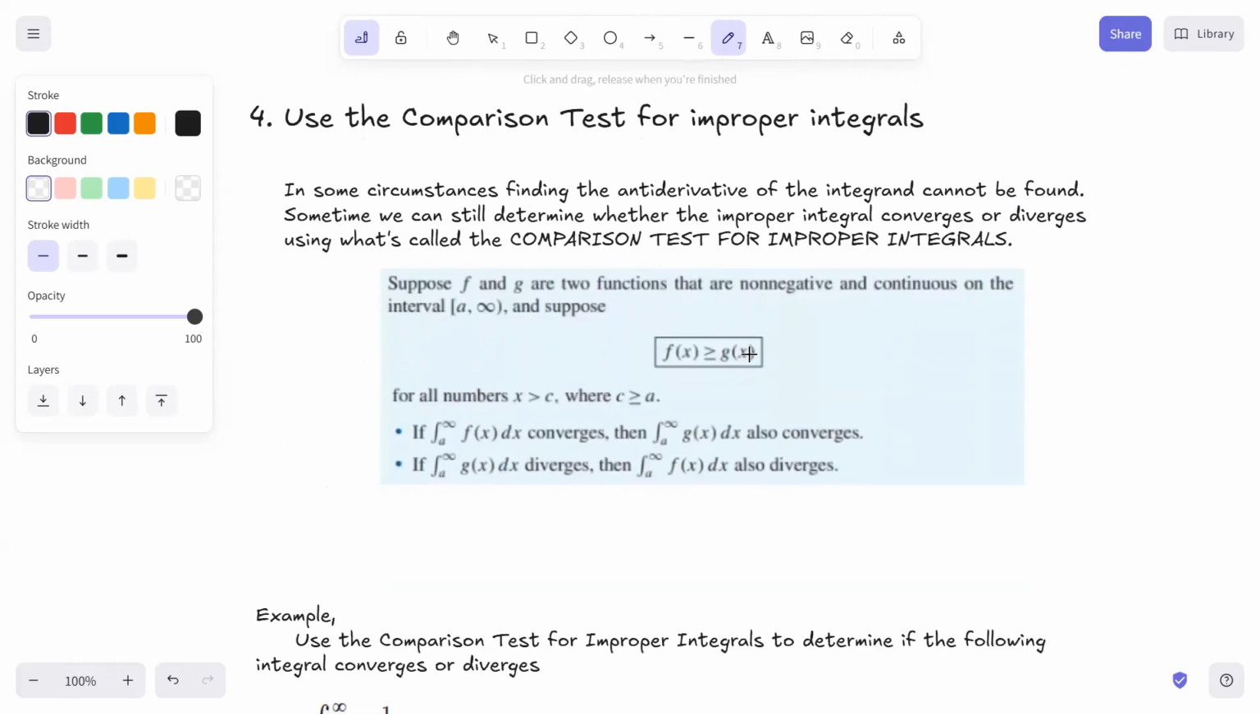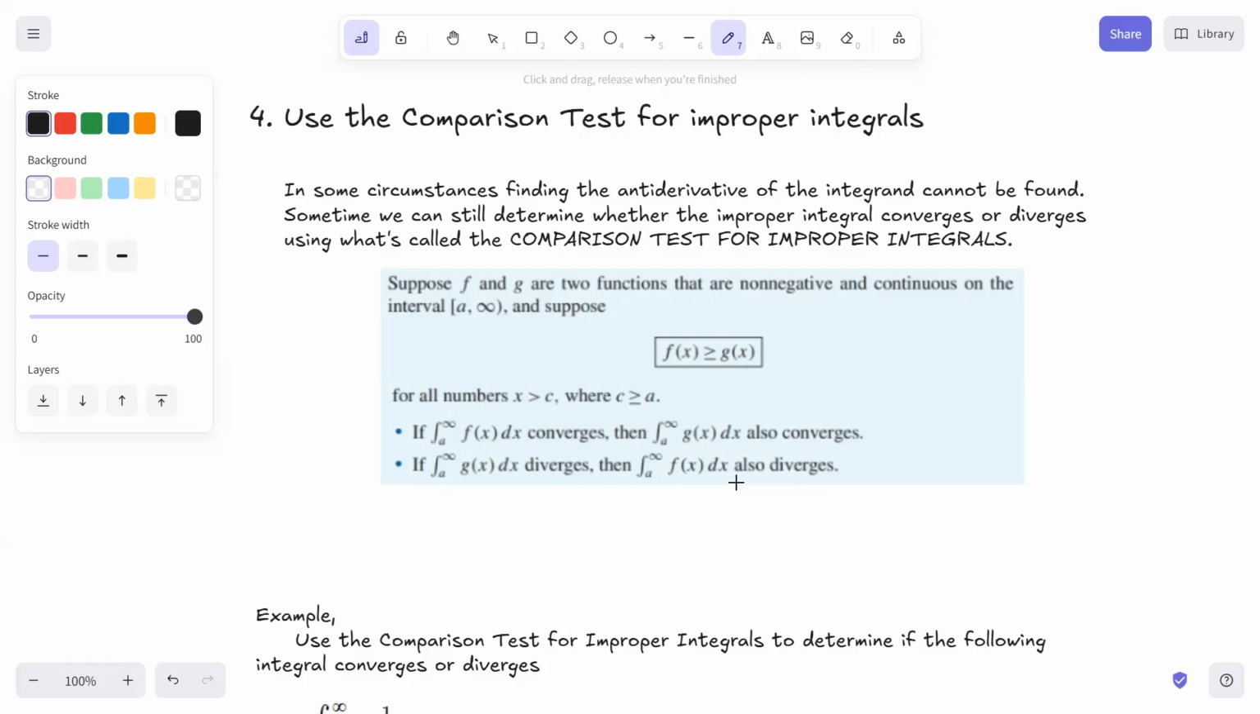This last thing I want to talk about is the comparison test for improper integrals. In some cases, finding the antiderivative of the integral can't be done. And under some circumstances, we can still determine whether the improper integral converges or diverges using the comparison test. So if two functions are non-negative and continuous on the interval and f is greater than g, if f converges, then g also converges. If g diverges, then f also diverges.